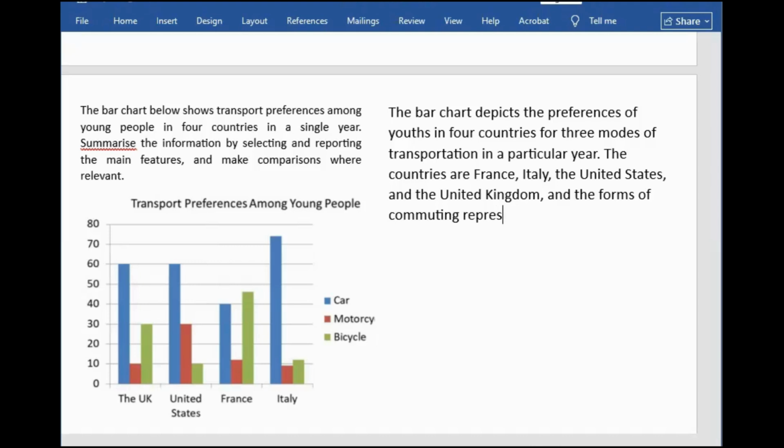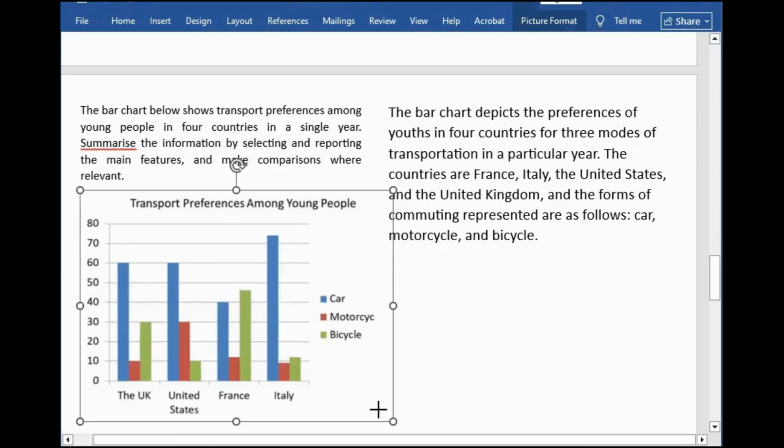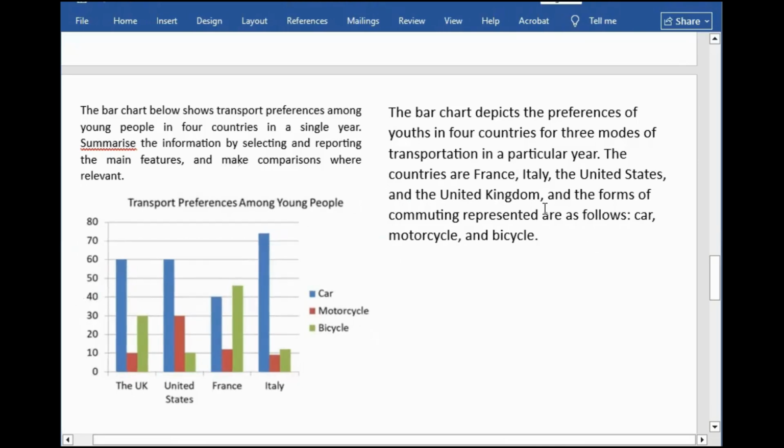represented are as follows: car, motorcycle, and bicycle. Full stop. Ladies and gentlemen, that is my introduction for this bar chart. Okay? Hope you are following me.